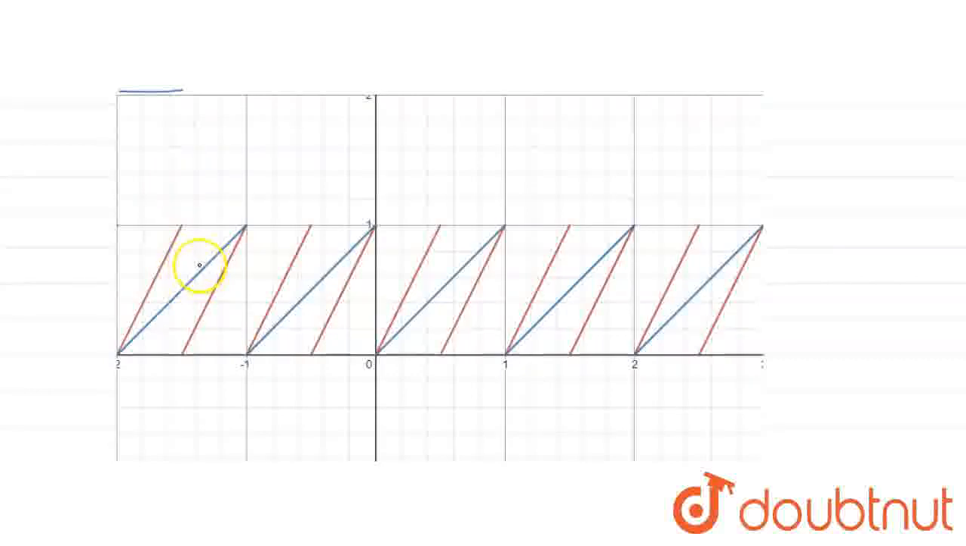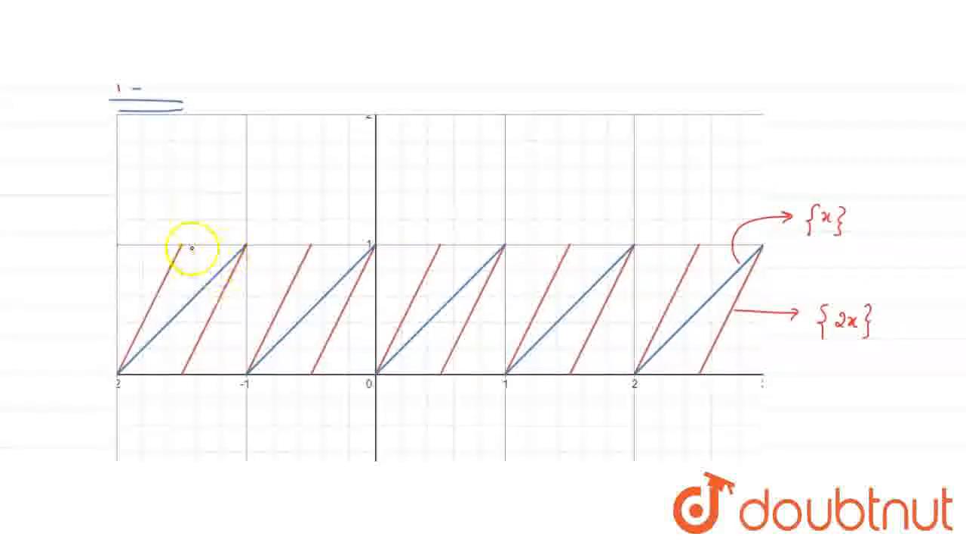So don't count the blue lines. The blue line is the graph of the fractional part of x, and the red line is the graph of the fractional part of 2x. If we compare both the graphs, you can notice these lines shifting towards the left. So the slope increases. So this is the graph of 2x.